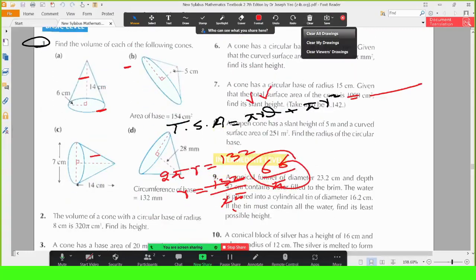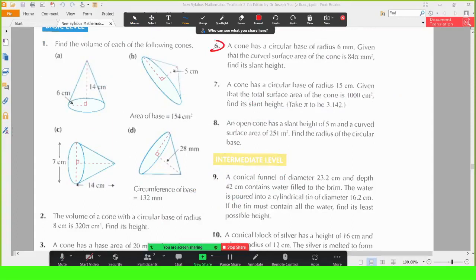Question number 6. A cone has a circular base of radius 6 millimeter. Given that the curved surface area of the cone is this one, find its slant height.